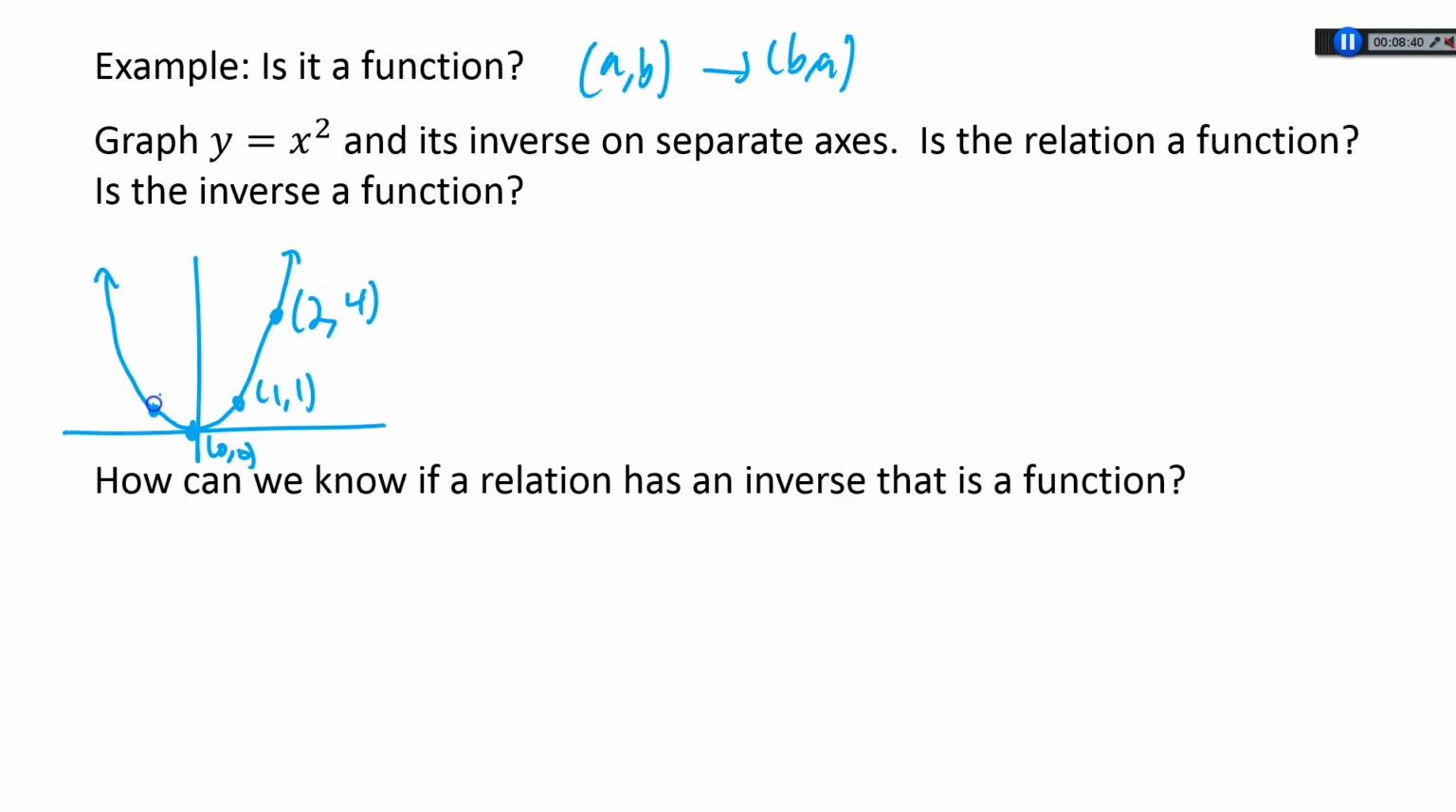It's the same on the left. So we have (-1, 1) and we have (-2, 4). So these are points that are on the relation itself. So then the opposite, right, just (b, a) should be on the inverse. Let's graph some of those.